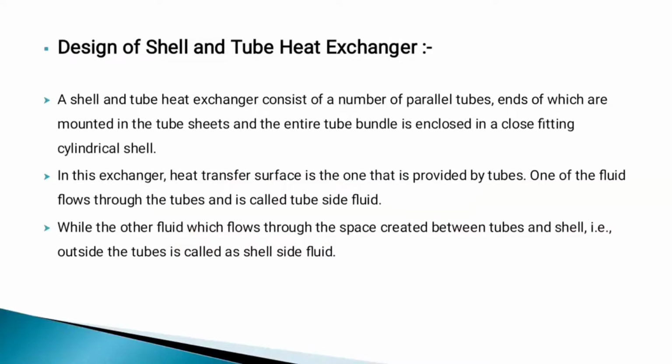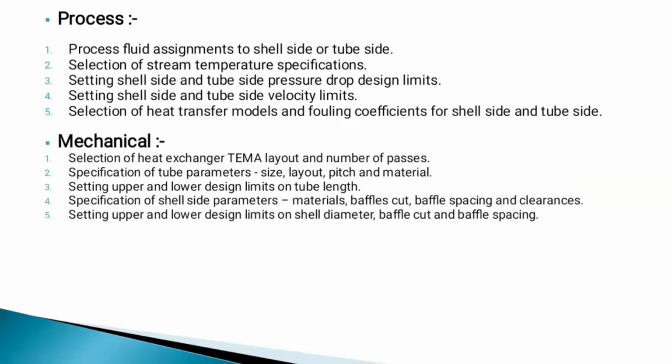In this exchanger, the heat transfer surface is the one that is provided by the tubes. One of the fluids flows through the tube and is called the tube side fluid, while the other fluid, which flows through the space created between the tubes and the shell, that is outside the tube, is called the shell side fluid. The thermal design steps are: the process fluid assignment to shell side or tube side; the selection of stream temperature specifications; the setting of shell side and tube side pressure drop design limits; the setting of shell side and tube side velocity limits; and the selection of heat transfer models and fouling coefficients for shell side and tube side.